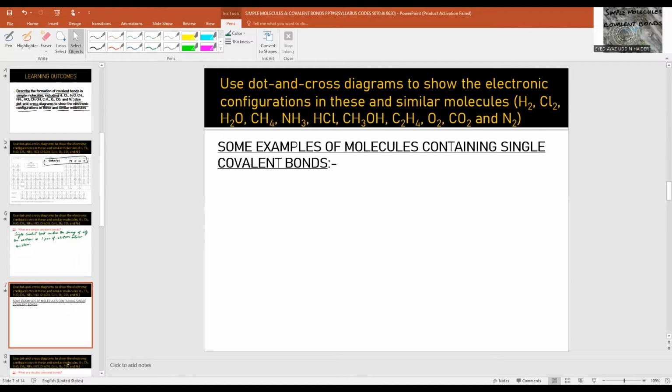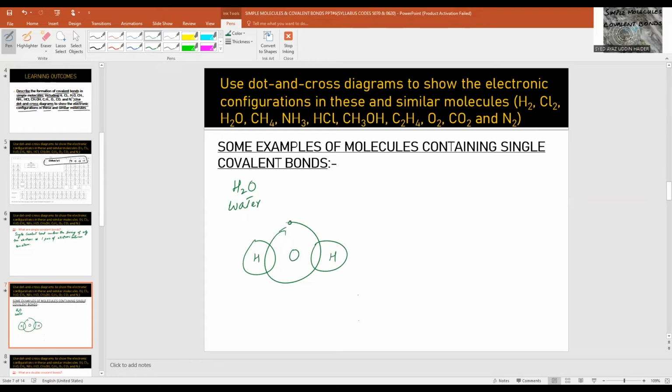Here are some examples of molecules containing single covalent bonds. A perfect example is H2O. I will show the displayed formula as well as the dot and cross diagram so that you have a better idea about single covalent bonding in H2O. Here's a dot and cross diagram between oxygen and hydrogen in water. This is water. It's hydrogen, oxygen, hydrogen.